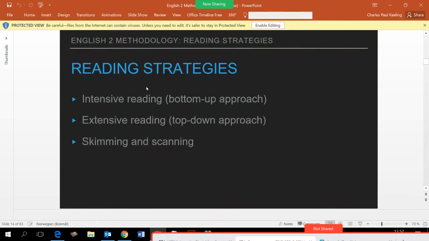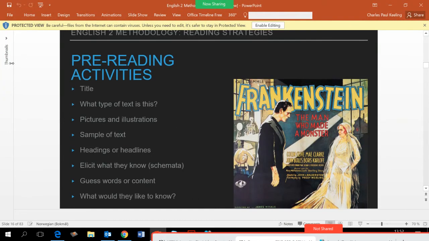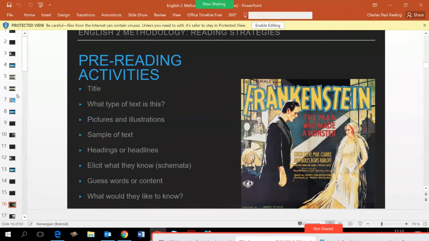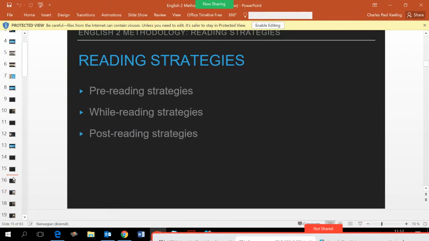So we talked about reading strategies, intensive reading. Oh, there's Abby, by the way. Look, there's my daughter. Being a sort of bottom-up approach, extensive reading top-down. So I'll bring the thumbnails up a little bit so I can do this. Where were we there as well?